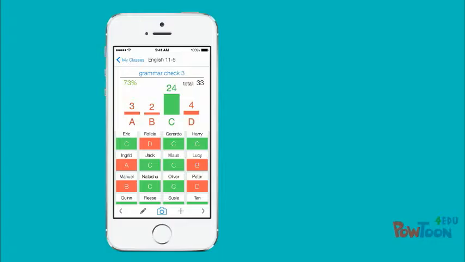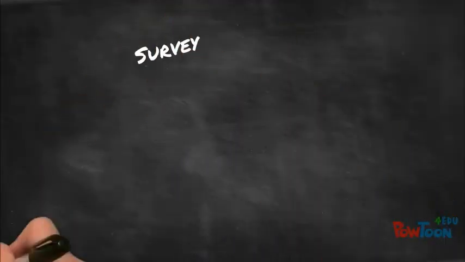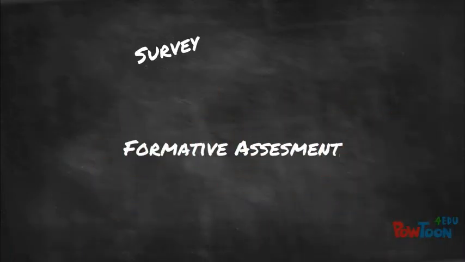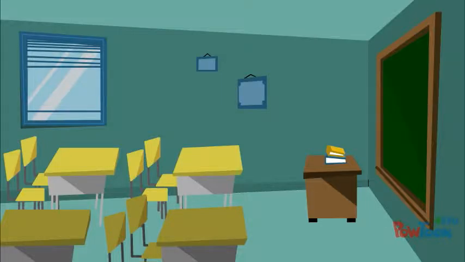Plickers can be used in many different ways in the classroom setting. It can be used to assess prior knowledge at the beginning of a lesson, as an exit ticket to check for understanding, as a survey to gain feedback from students, or as a formative assessment during a unit.